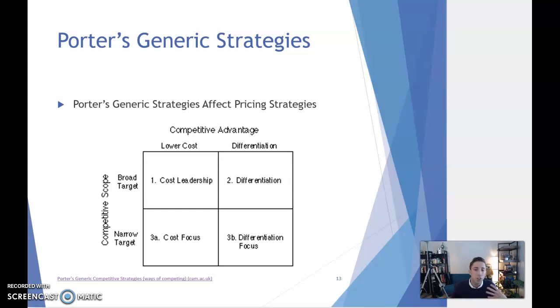So we do a differentiation approach where we stand out from other low price competitors, like Walmart versus Target. Target's slightly different. Or do we want a narrow target, a narrow competitive scope where our cost is low? We have a cost focused strategy. You come to IKEA versus Ashley Furniture. Or do you want a differentiation and a narrow target where you do a differentiation focus, where you're good at one specific thing? This is my area.